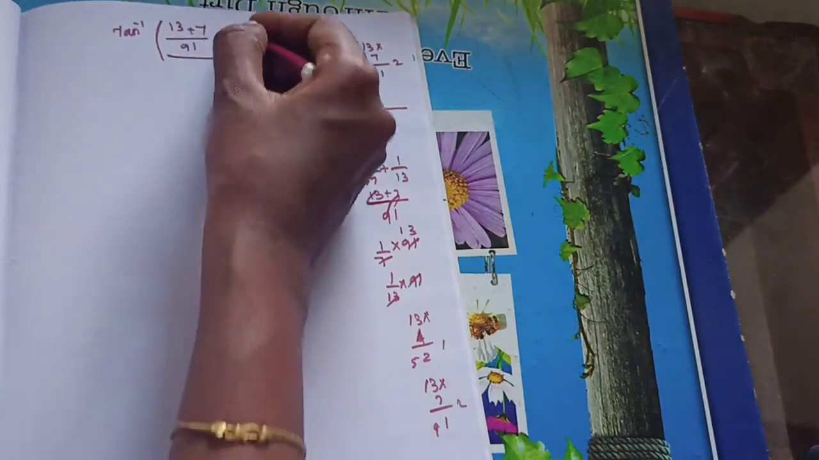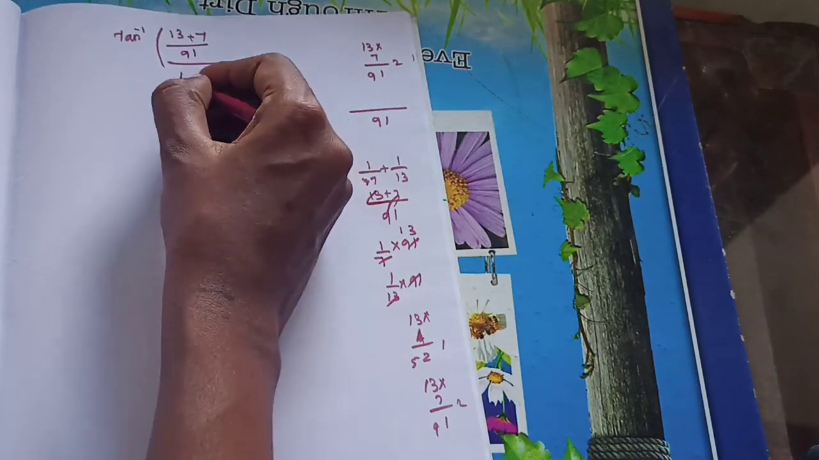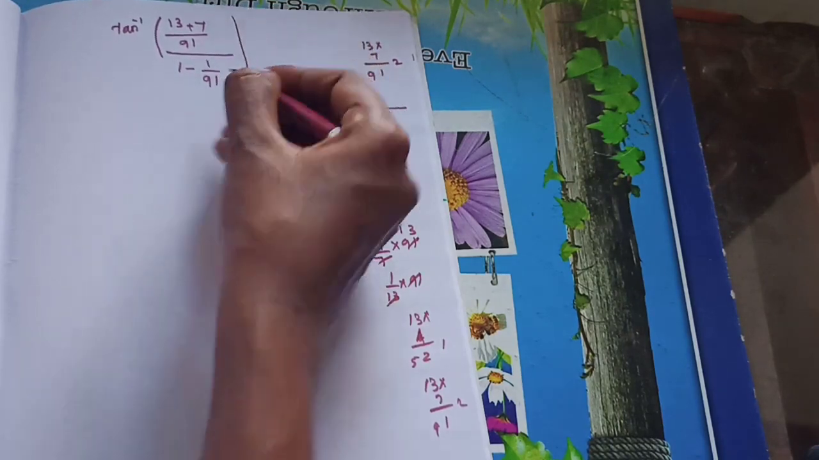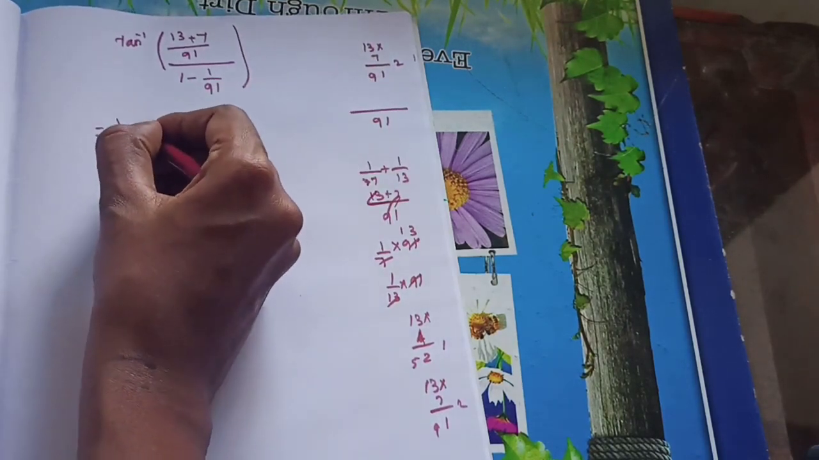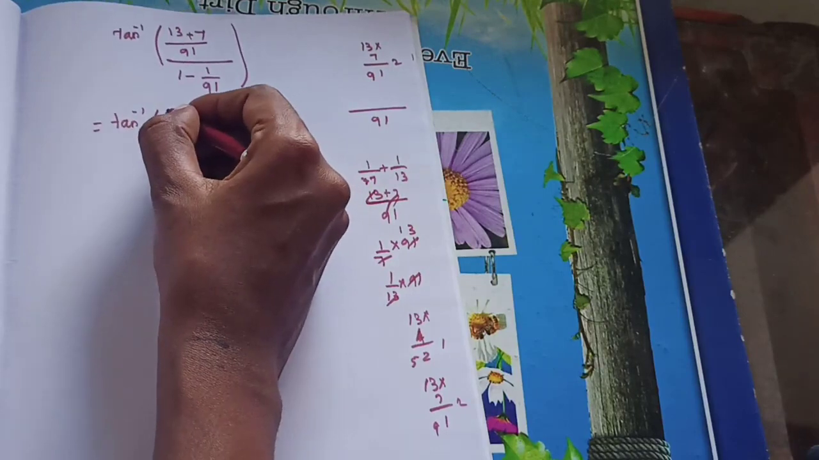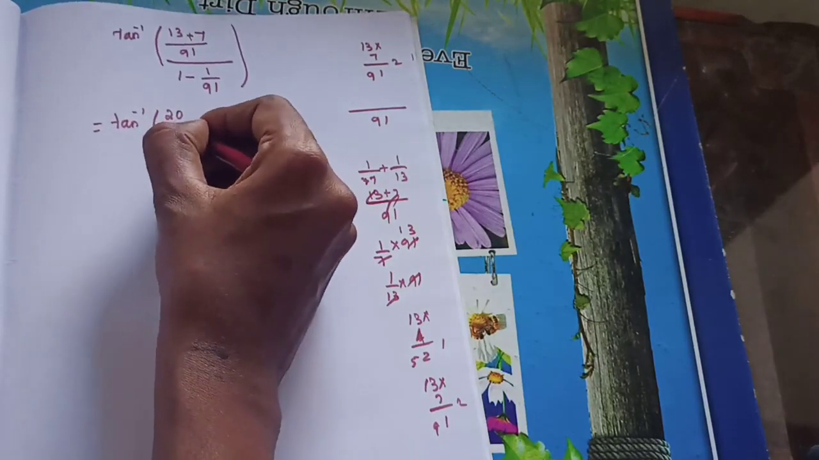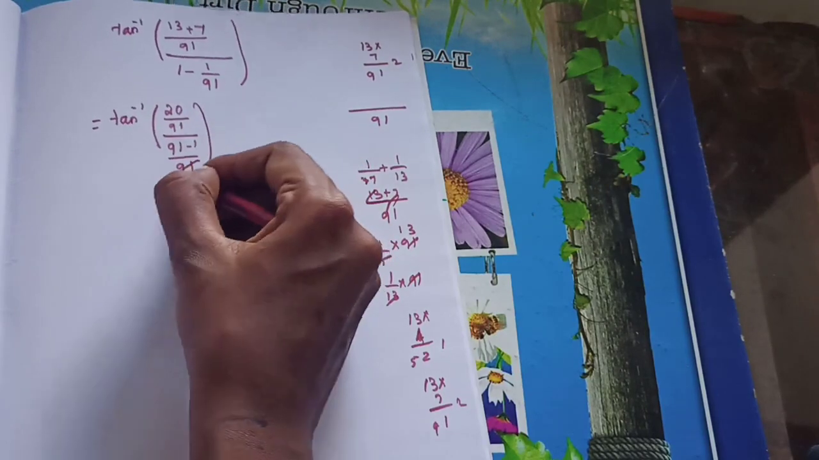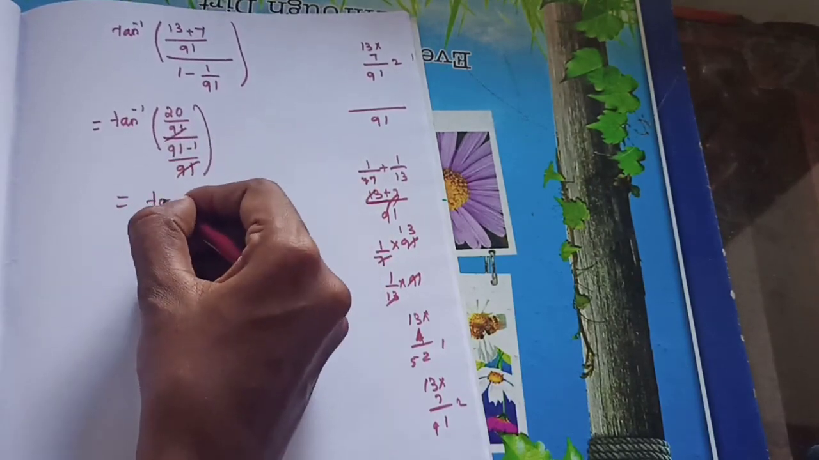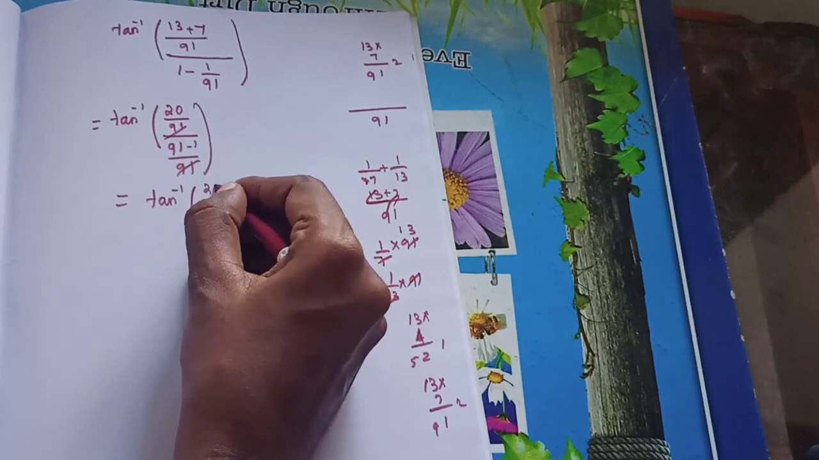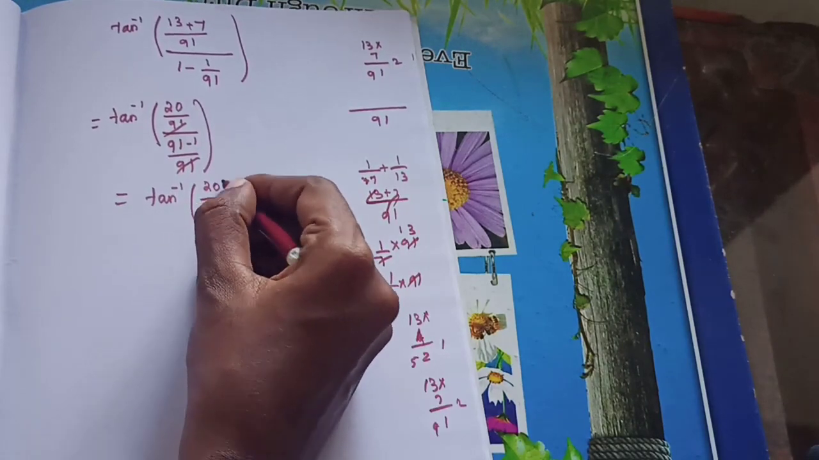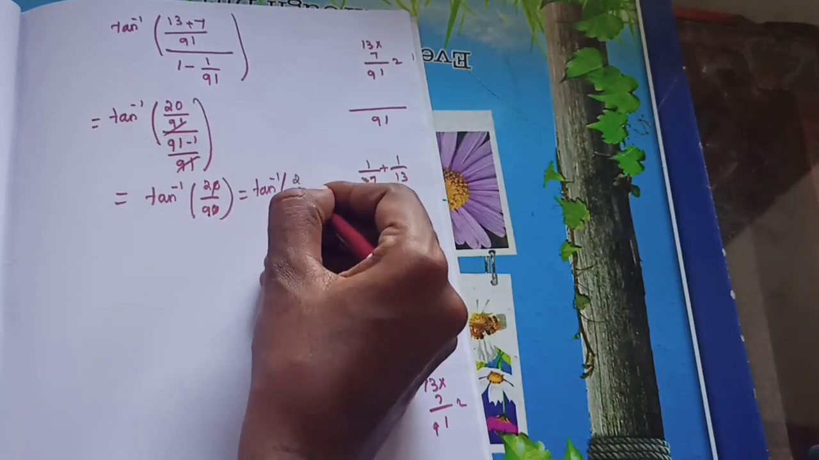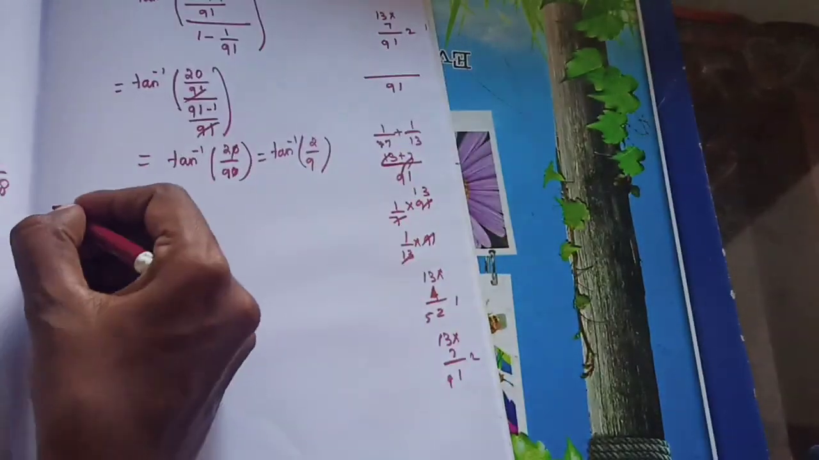So all these things you know already. And then in the denominator, 1 minus 1 by 91. So you simplify: tan inverse of 20 by 91 divided by 91 minus 1 divided by 91. So this will get cancelled. The balance is tan inverse of 20 by 90, which gets cancelled to tan inverse of 2 by 9. So this is the first one.